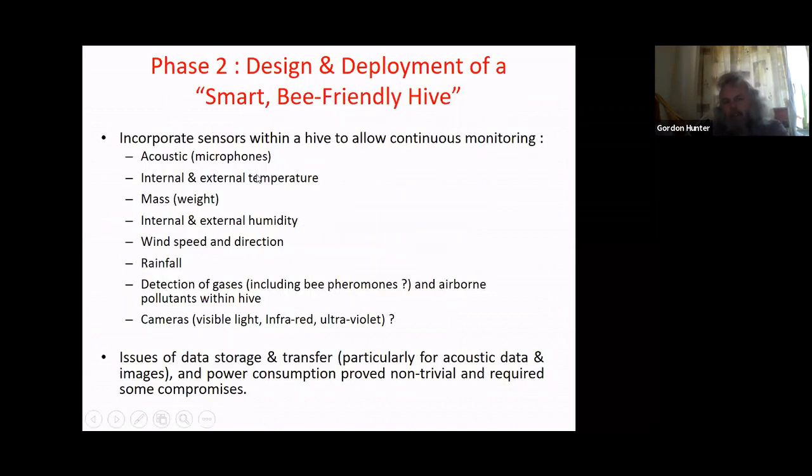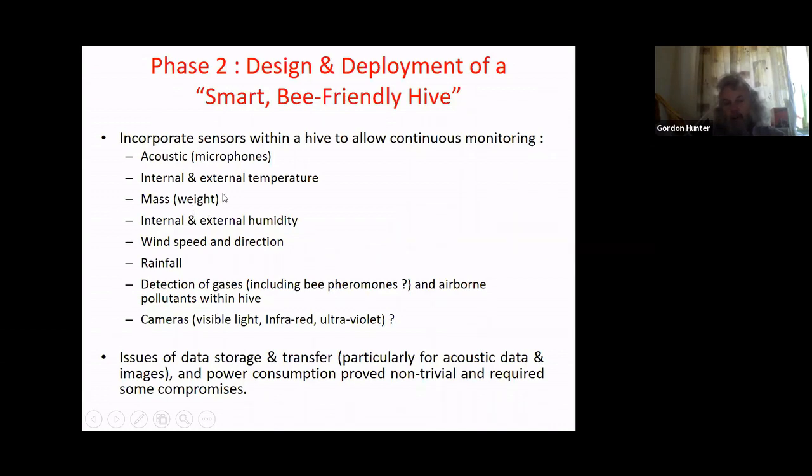So we were looking at things that we'd be interested in monitoring: microphones to monitor the bee sounds, and the temperature both inside and outside the hive. Healthy bees are quite good at regulating the hive temperature. They manage to keep it relatively constant, even through temperate northern hemisphere winters.